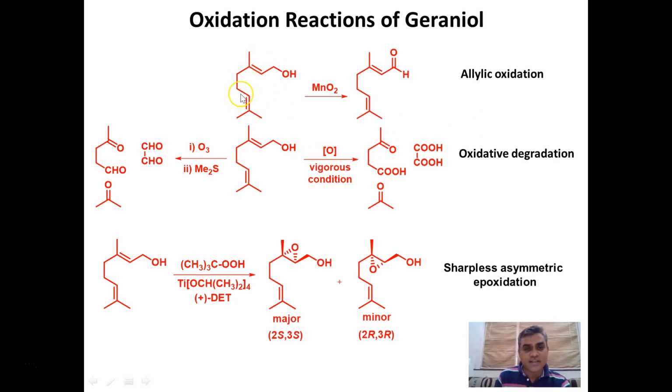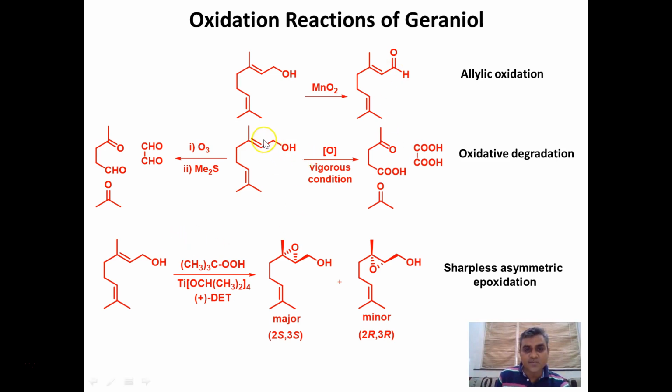Now, this geraniol is an allylic alcohol containing two double bonds, and it undergoes very interesting oxidation reactions. The first one is a specific allylic oxidation. For allylic oxidation, MnO2 is the preferred reagent. Here the allylic alcohol undergoes oxidation, and we get an alpha-beta unsaturated aldehyde, that's the citral molecule.